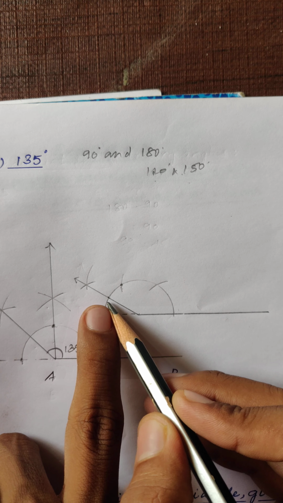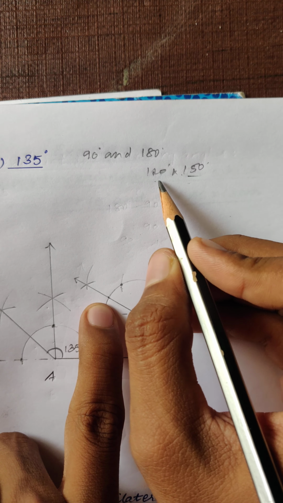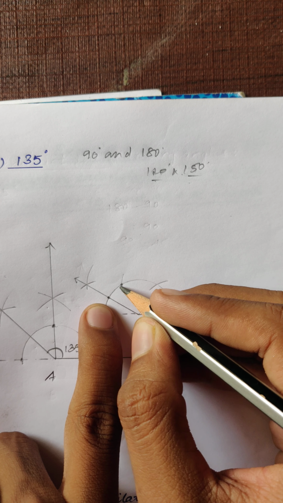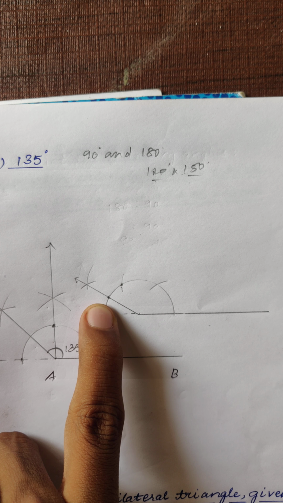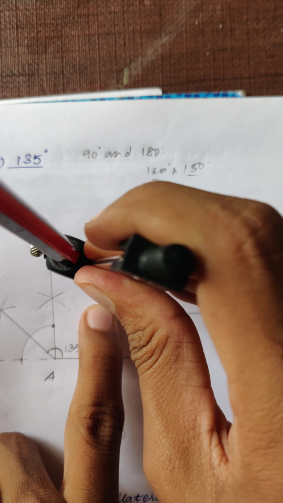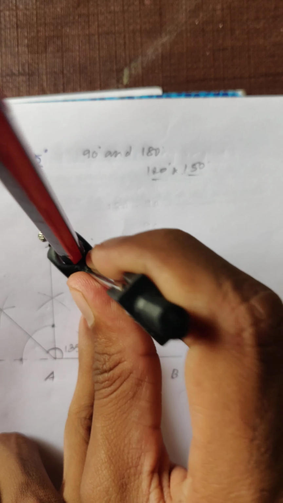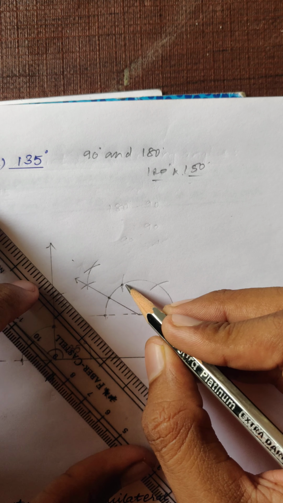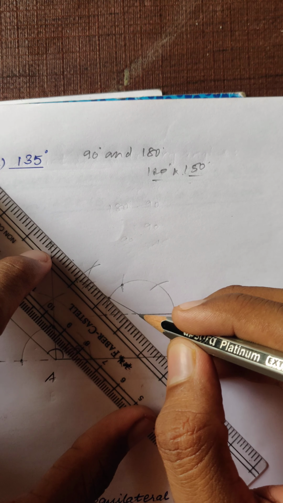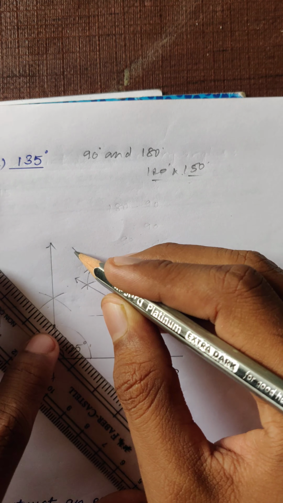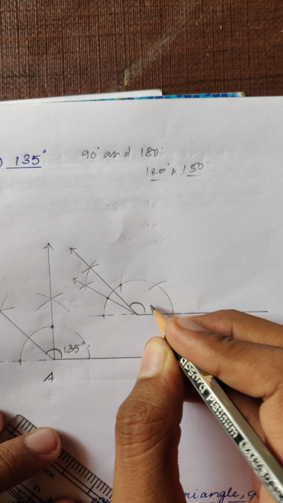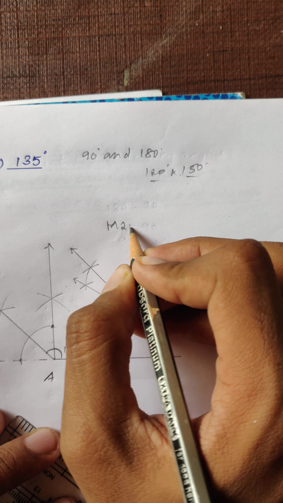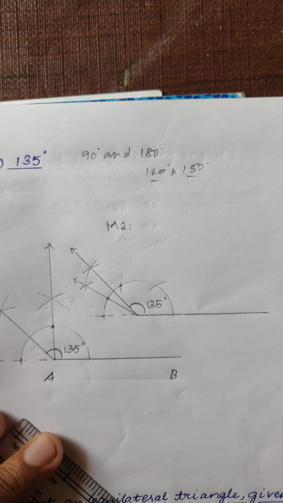So this is the construction for 150. So we have got 150 and 120. Between 120 and 150 we can draw 135. This is a little longer procedure than the first method, but still we will be able to get the same angle. So when I bisect, this is 120 and this is 150. When I bisect both of them, I will be able to get 135 degrees. So these are the two methods. This is method 2 and this is method 1.